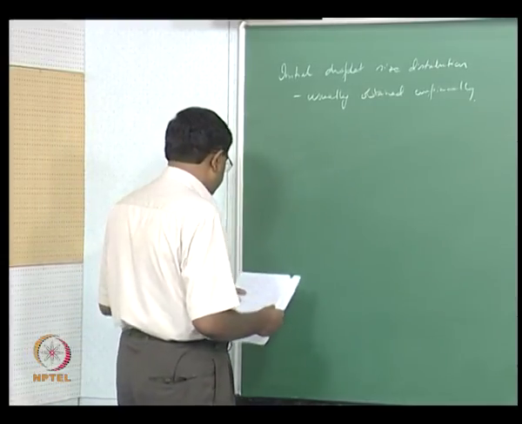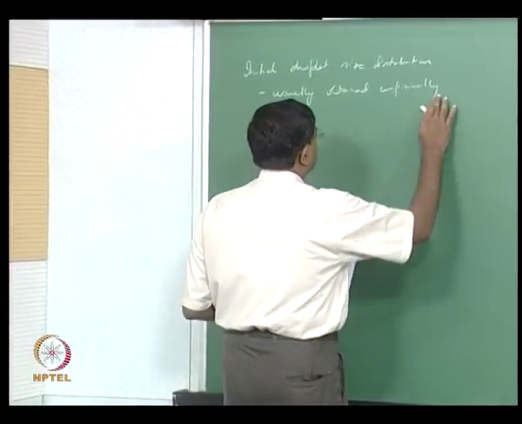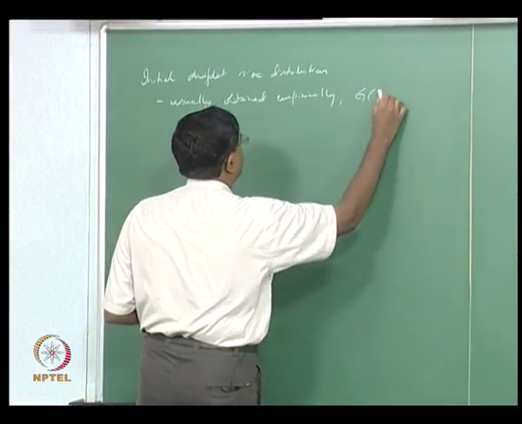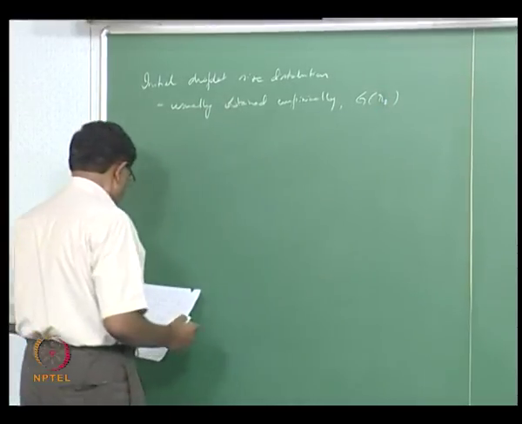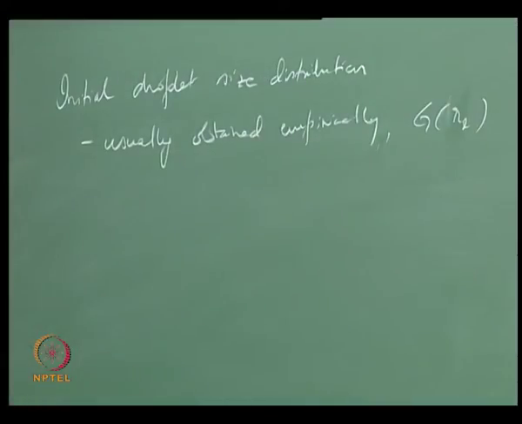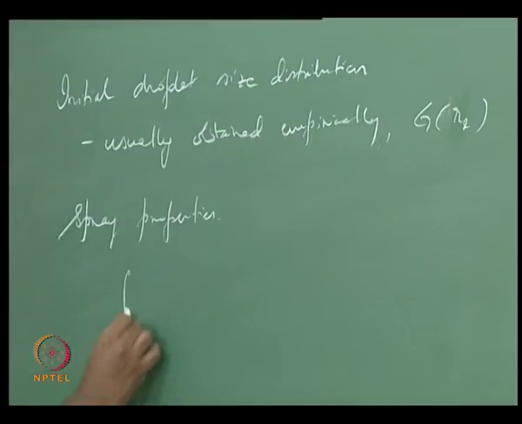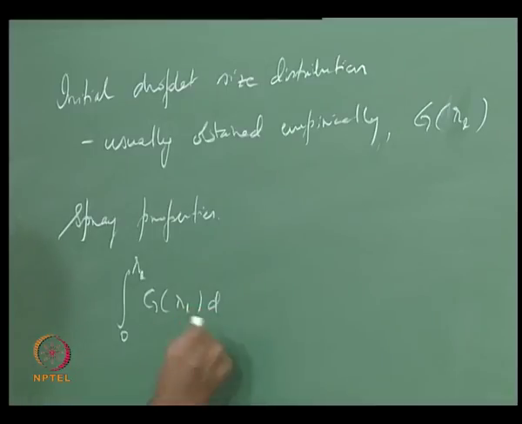So this is basically used with a symbol G of RL. With this you should be able to obtain several spray properties. The spray properties are based on the droplet size distribution, or integral 0 to RL of G(RL) dRL. This actually is the total number of droplets of radii less than RL.